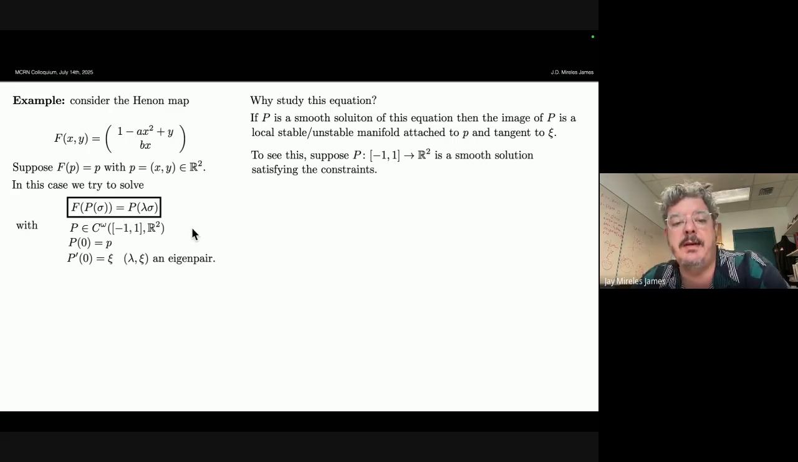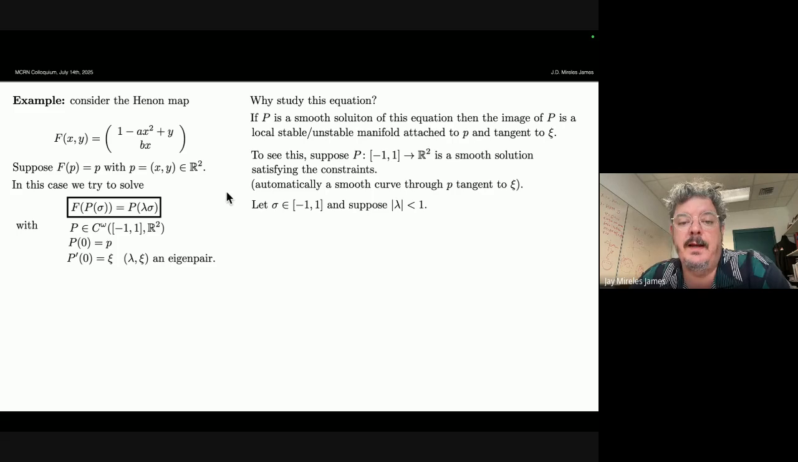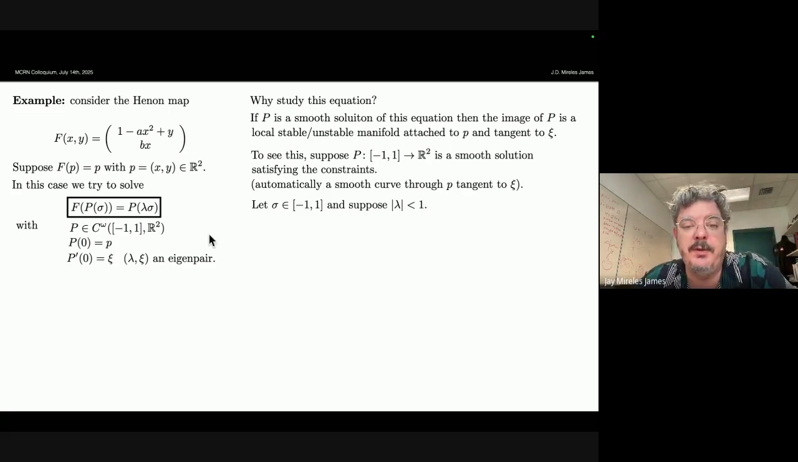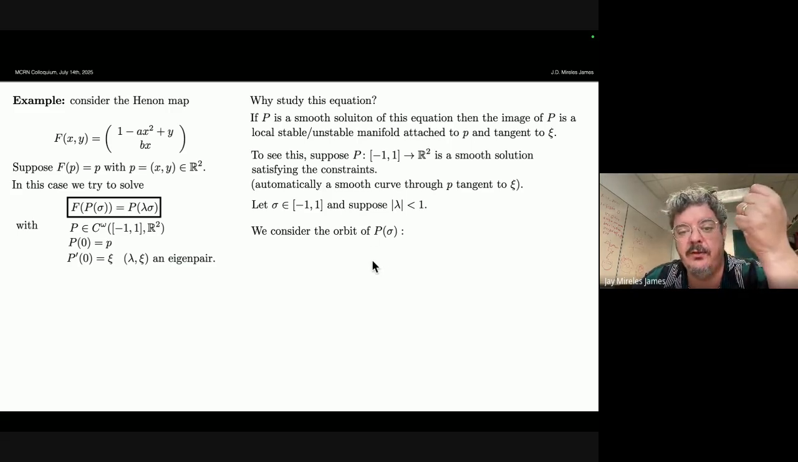And let's look at a point on the image. We pick a sigma in (-1, 1), and we look at P of sigma. That's going to be a point sitting up in the phase space. Now that we're in the phase space, we can apply the dynamics. So let's look at F of P of sigma. By the invariance equation, we know that's actually P of lambda sigma. Since we're doing a stable eigenvalue, we know that the absolute value of lambda is less than 1. So if sigma was in the domain of P, then lambda sigma is still in the domain.